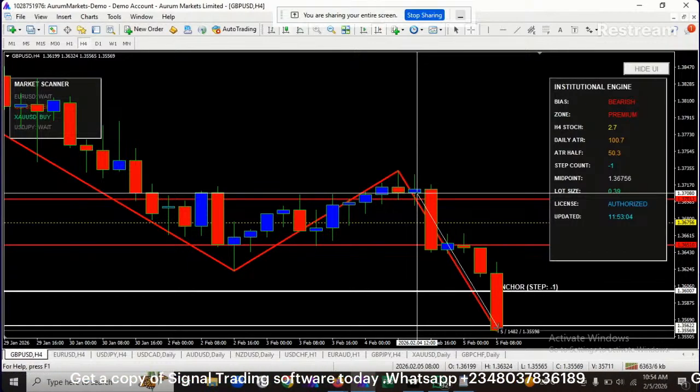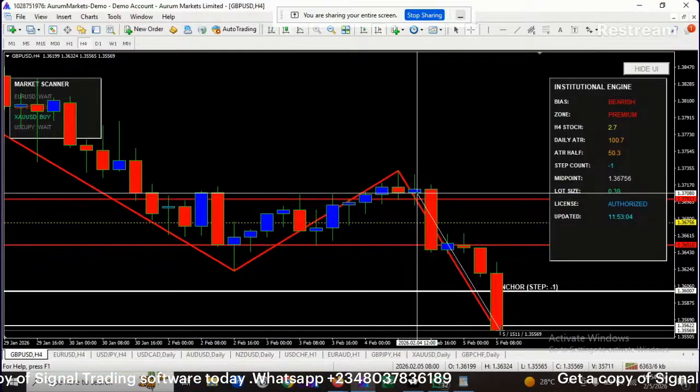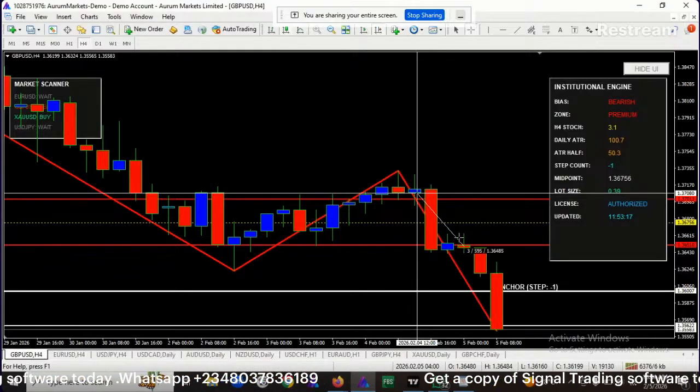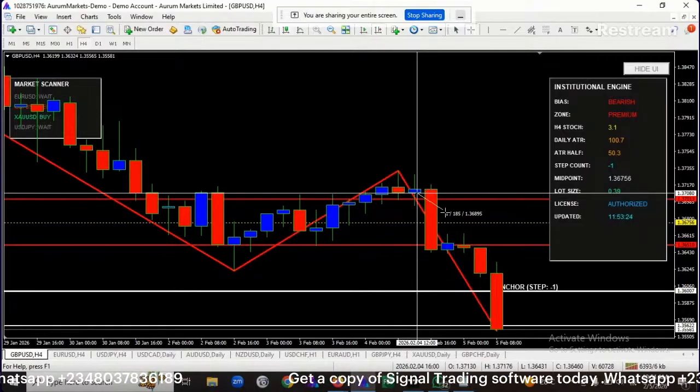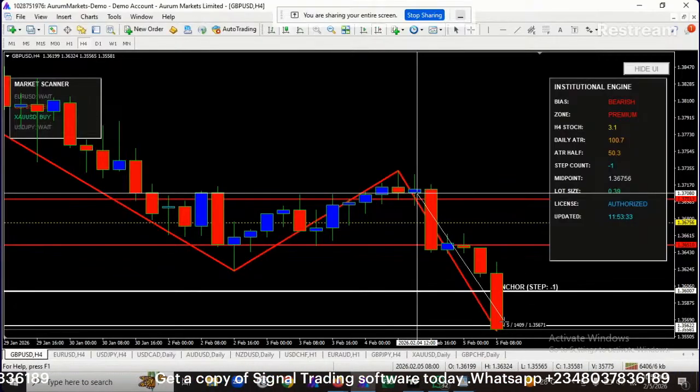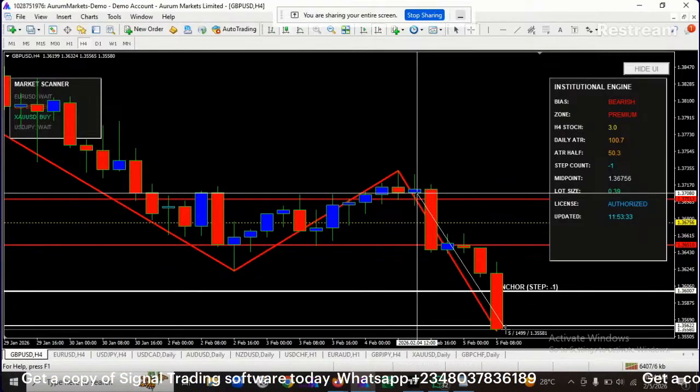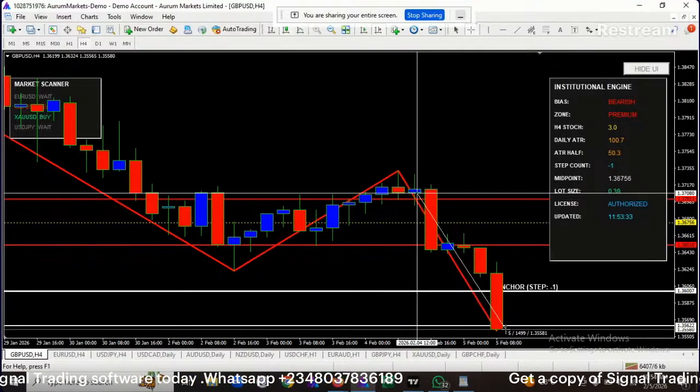This is about 143 pips. Wow, this is massive. I caught this trade from this point. I'm in massive profit right now.